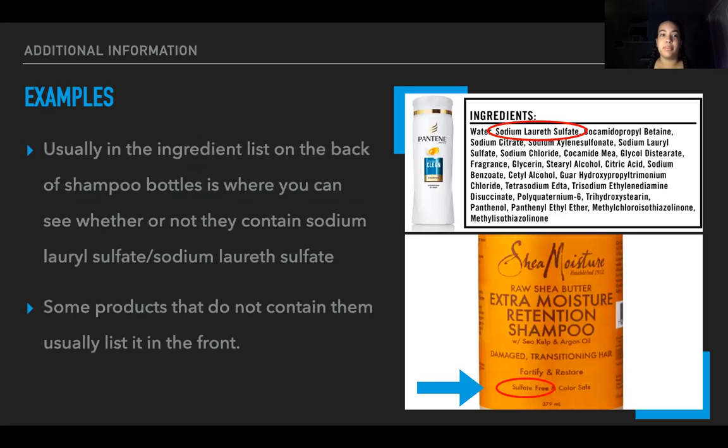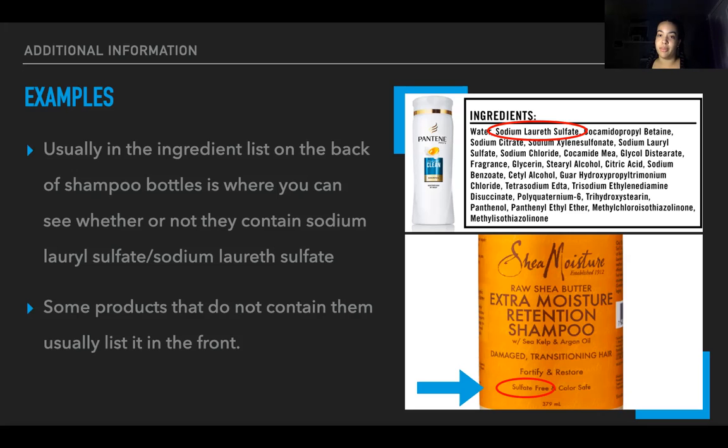So here are some examples. Usually the ingredient list on the back of the shampoo bottle is where you can see whether or not they contain sodium lauryl sulfate. Sometimes it's also sodium laureth sulfate. Some products don't have them, and it's usually listed in the front to advertise in big red letters. So on the first picture on the top, you can see Pantene.